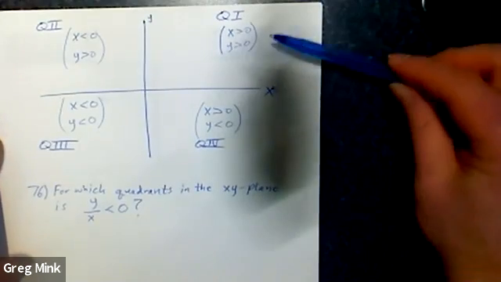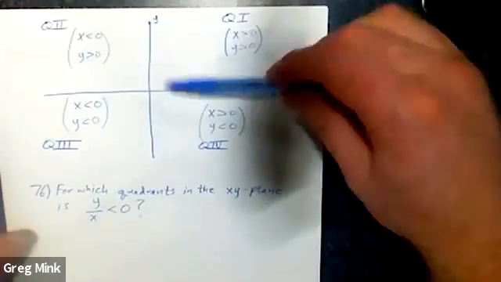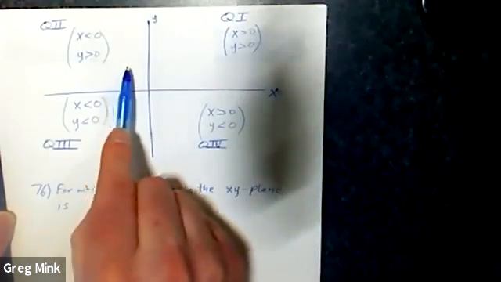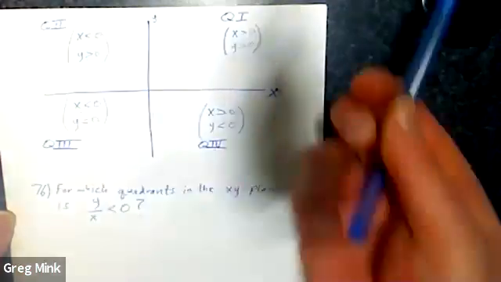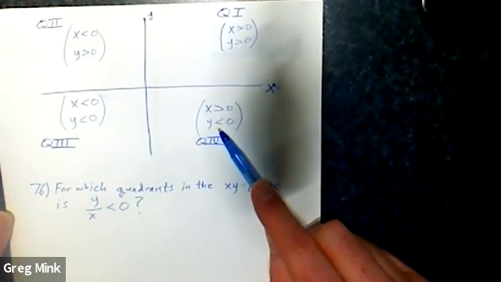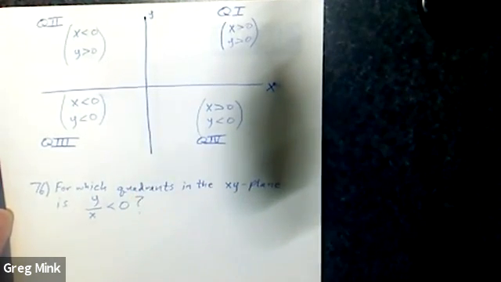Notice I'm writing down x is greater than 0, y is greater than 0. That's always true in this quadrant. X's are positive, y's are positive. In quadrant 2, y's are still positive, but x's are negative, or less than 0. Both are less than 0 in quadrant 3, and y is less than 0 in quadrant 4. Obviously, you can see x is positive again.